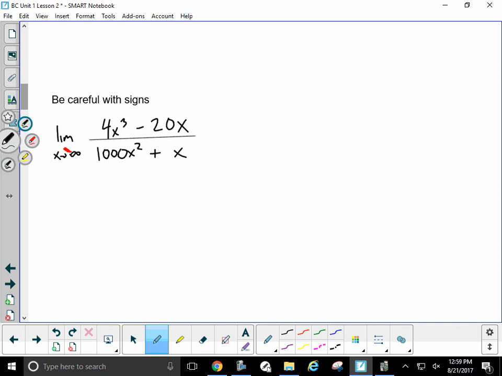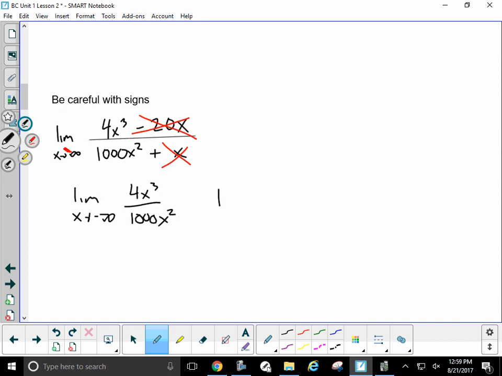Now let's look at this next one. Again, 4x cubed minus 20x. I'm plugging in huge negative values now. Huge negative values plugged into negative 20 times x are still going to grow significantly slower than huge values being cubed and multiplied by 4. So I'm going to go ahead and just cross this off. I'm going to go ahead and cross this off. I'm going to make this problem a lot easier. Let's just find the limit as x approaches negative infinity of 4x cubed over 1000x squared.